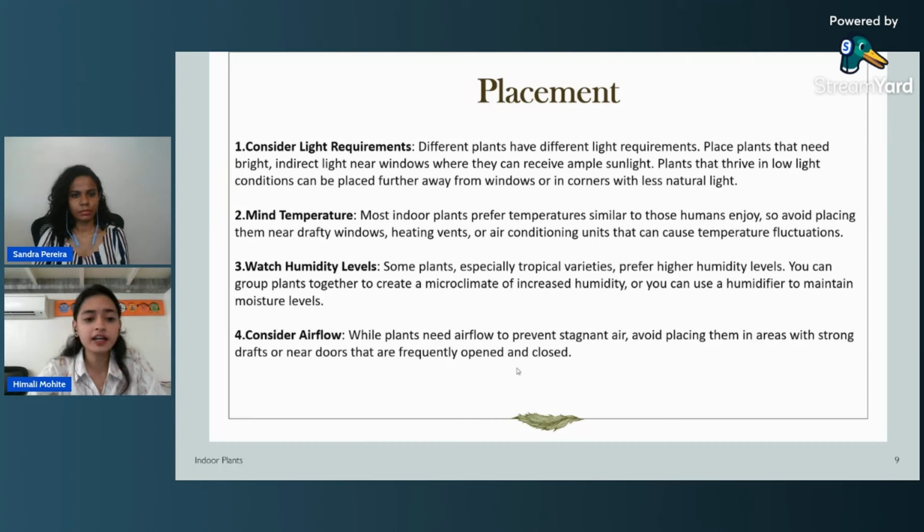Then what about the humidity levels? Some plants, especially the tropical varieties, prefer higher humidity levels. So you can group plants together to create a microclimate of increased humidity, or you can use a humidifier to maintain moisture levels. Next is consider the airflow. While plants need airflow to prevent stagnant air, avoid placing them in areas with strong drafts or near doors that are frequently opened or closed.